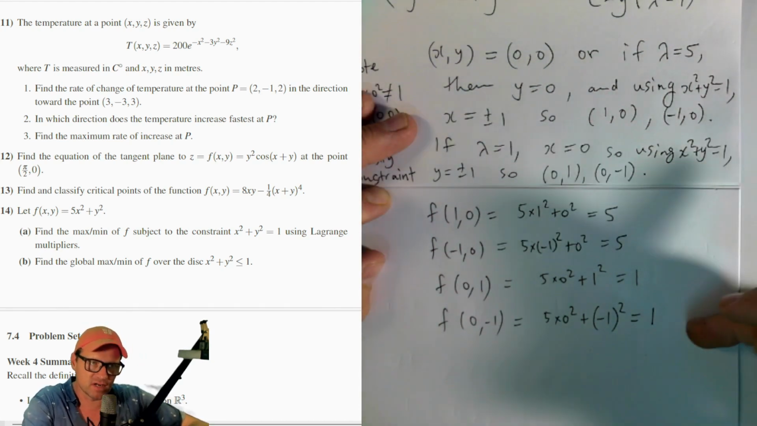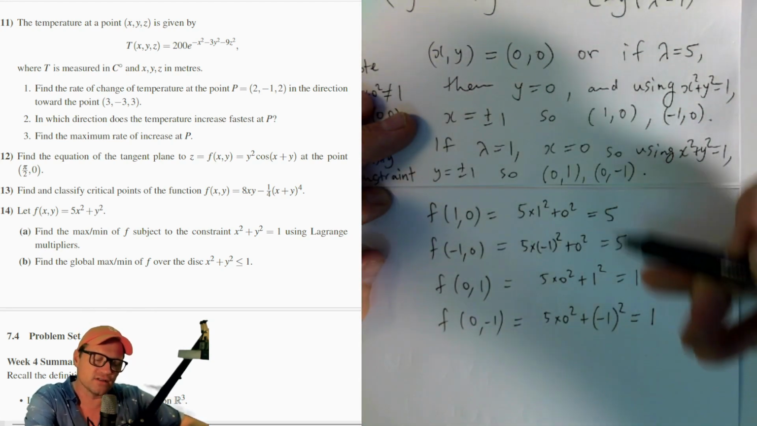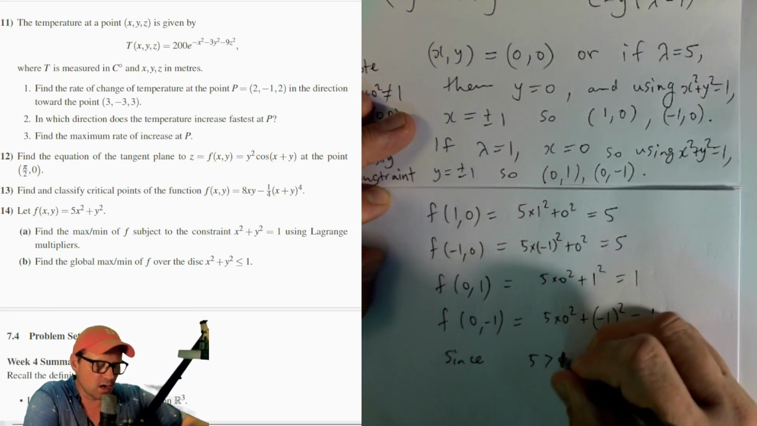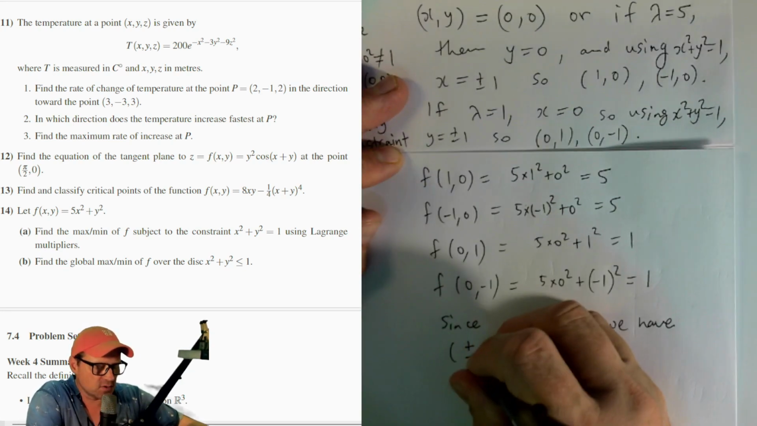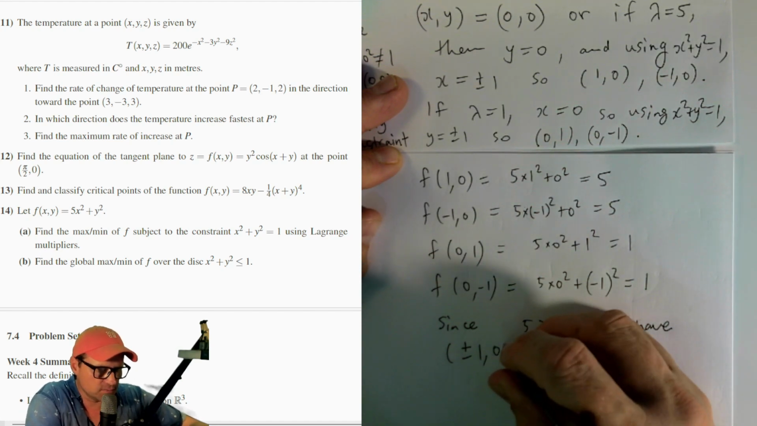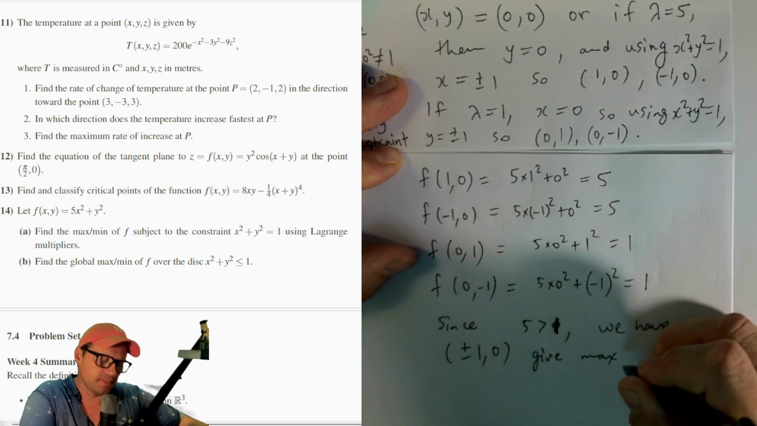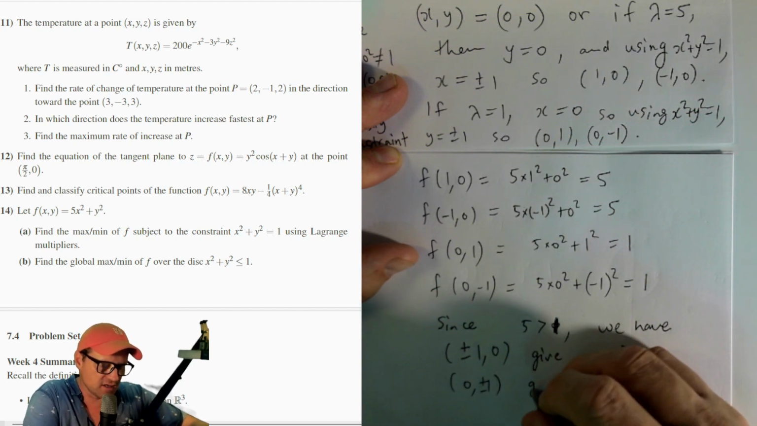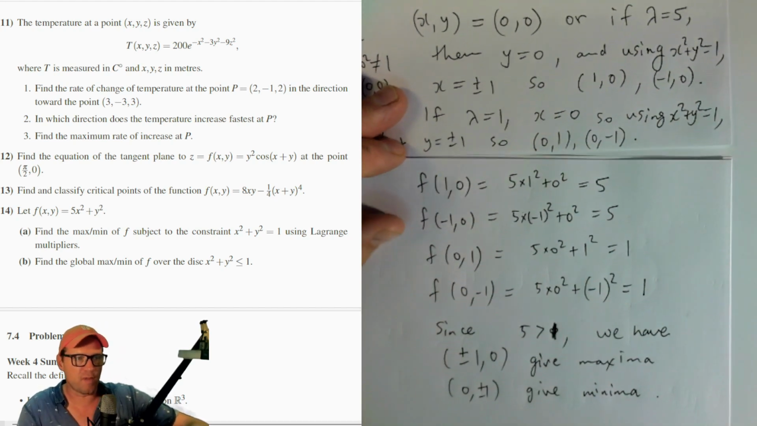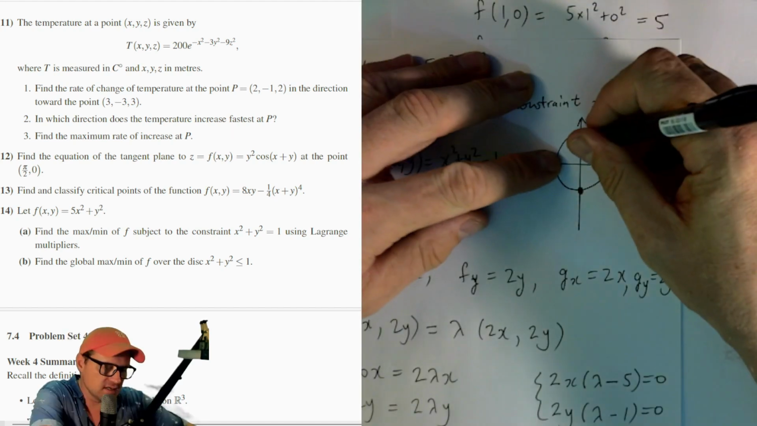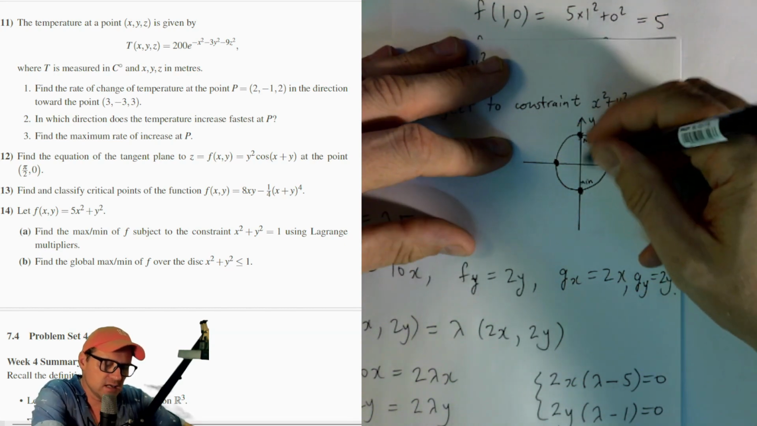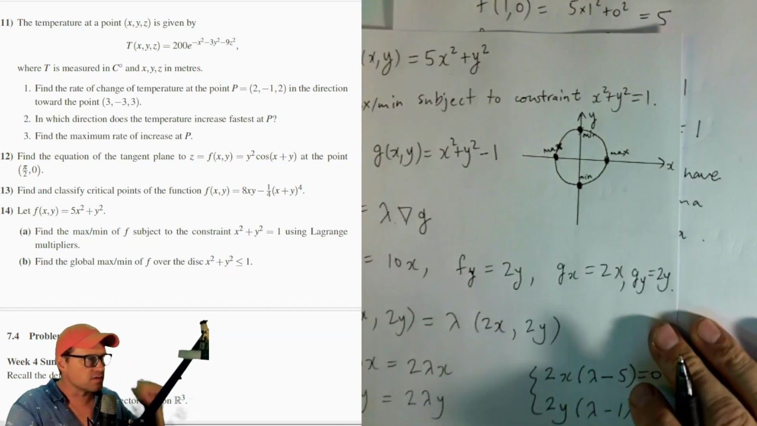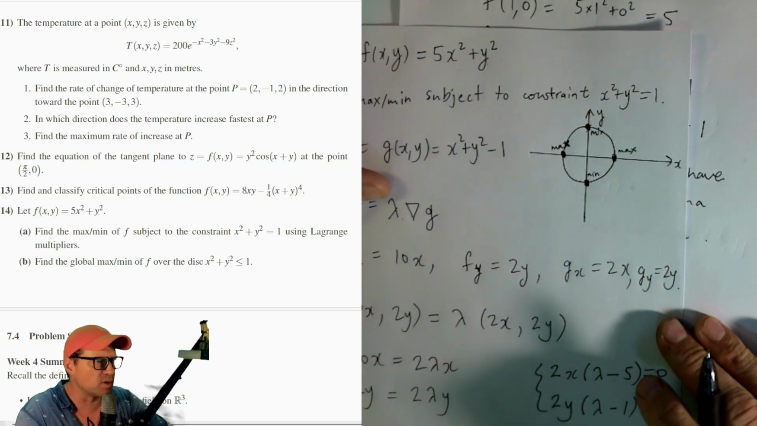Now, which of these are the bigger and which are the smaller? So 5 is greater than 1. So since 5 is greater than 1, we have (±1, 0) give maxima, and the points (0, ±1) give minima. Okay, so let's go back to our diagram. So these are min here, and these give max here and here. Okay, and so this completes question 14 part A.